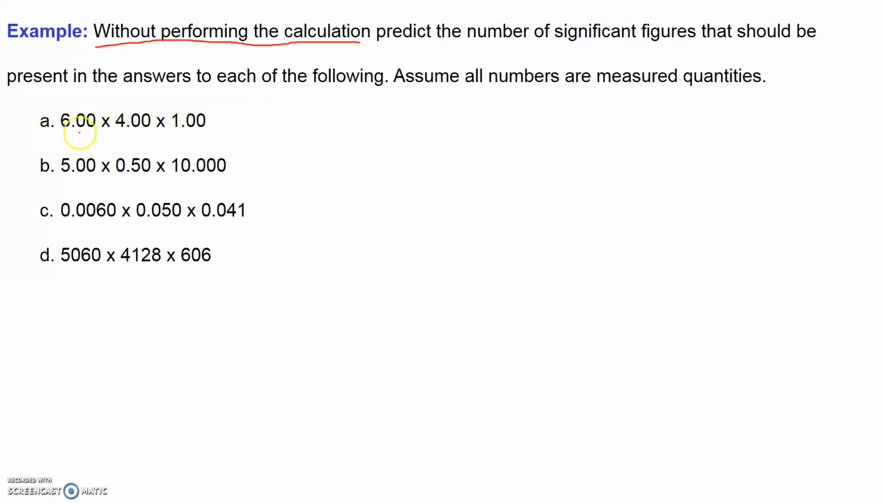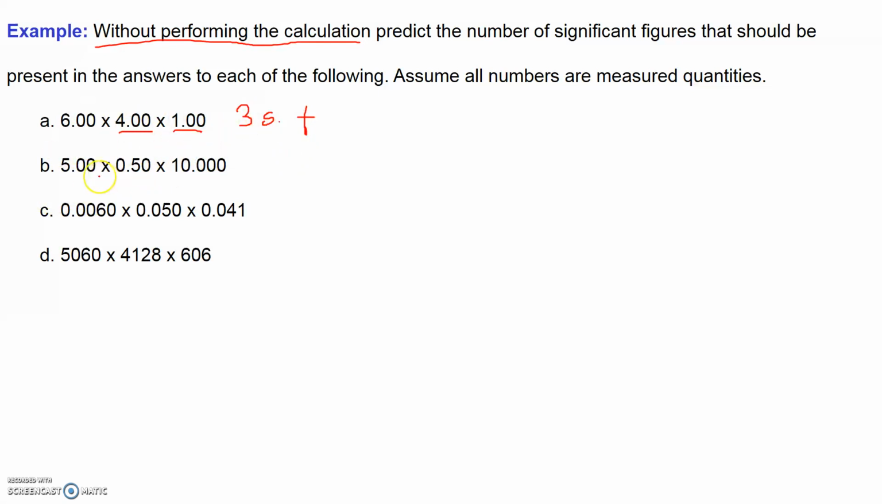So in the first problem here, we're only multiplying, so it's all going to be about sig figs, right? It's all about the sig figs. So this one's got 3 sig figs, this one's got 3 sig figs, this one's got 3 sig figs, so they're all equal, so my answer is going to have 3 significant figures. Okay, so that's really it.